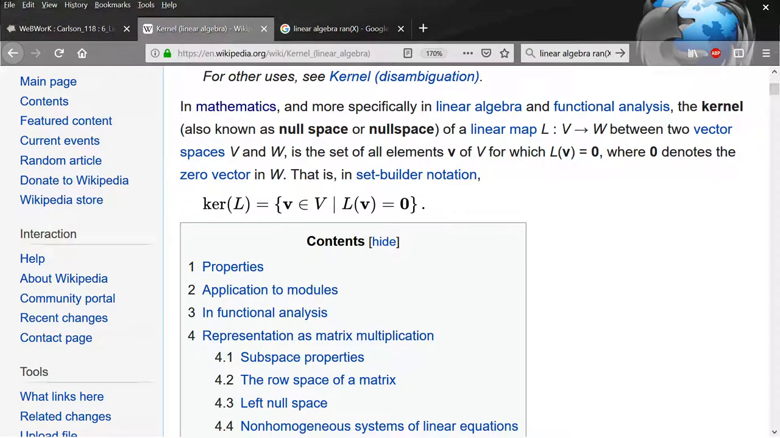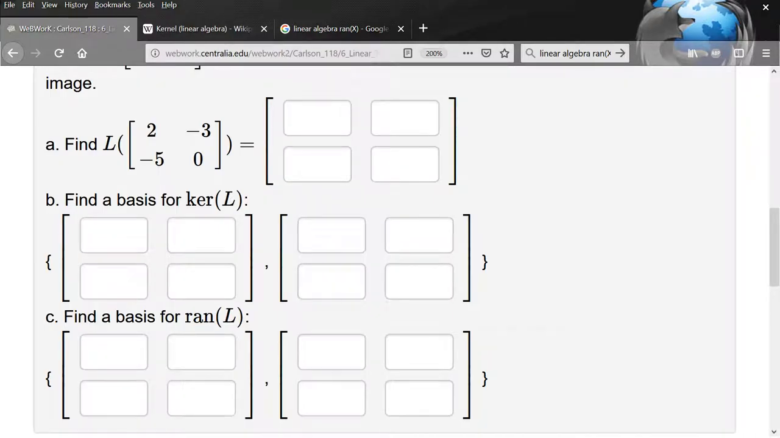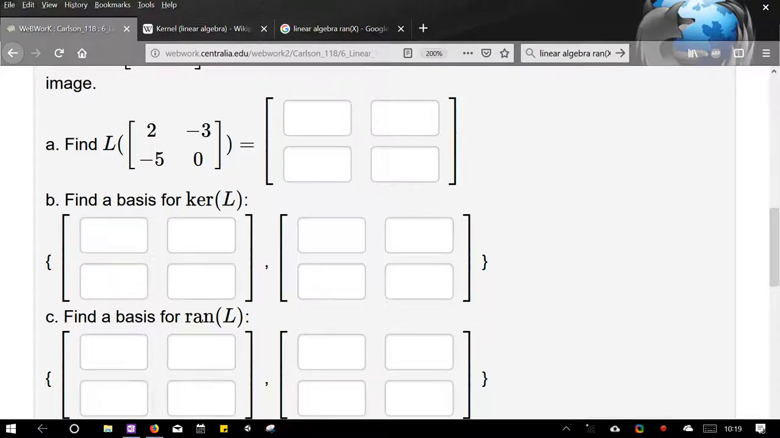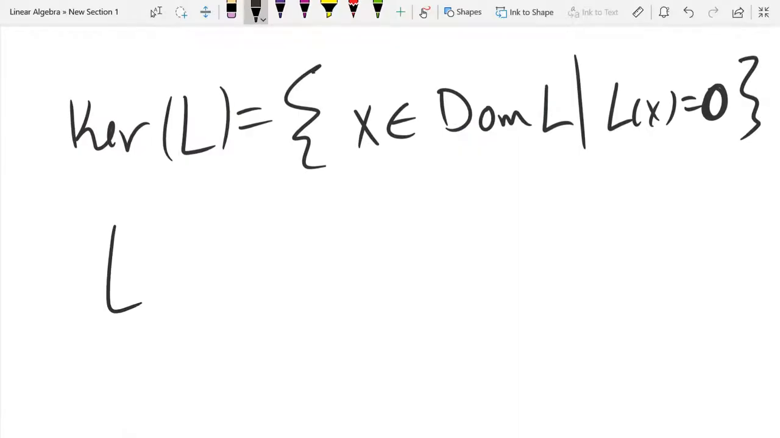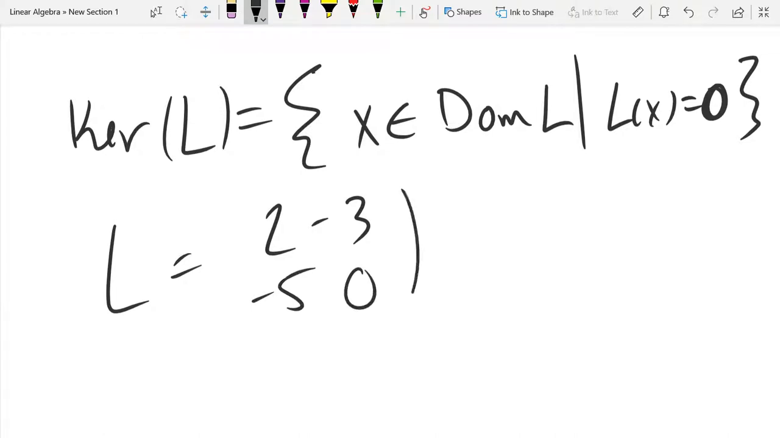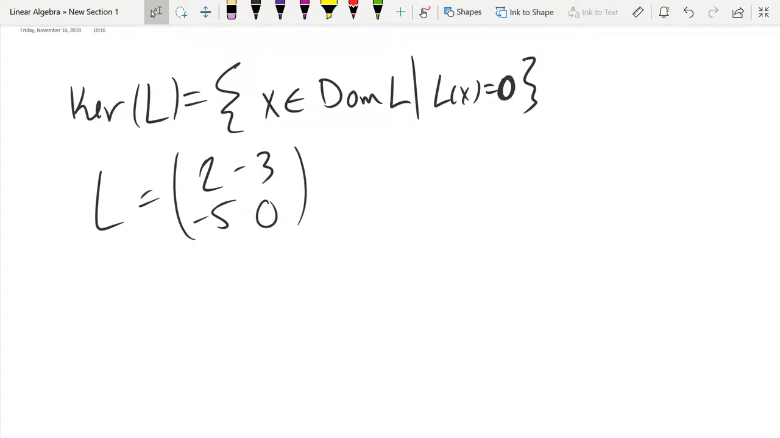So they just called V basically the domain of your linear function. I wrote it as domain of L, but that's just where your inputs live. All right, so it's 2, negative 3, negative 5, 0. That's our L right there. So we want to find X.